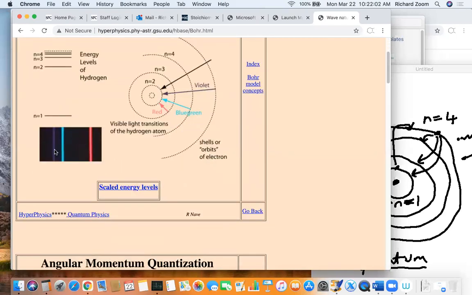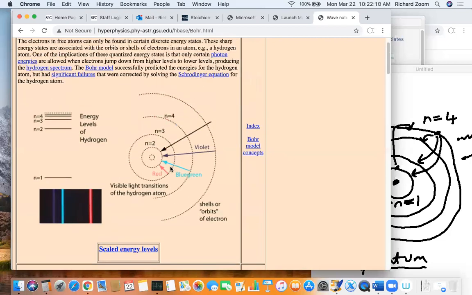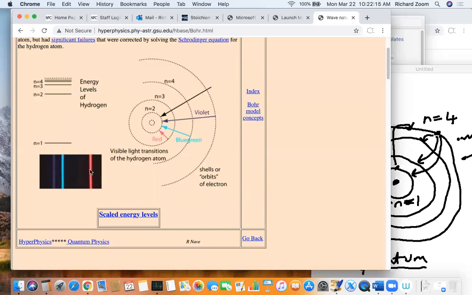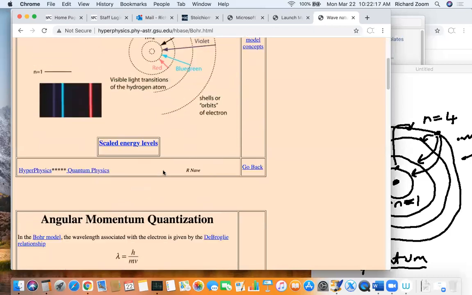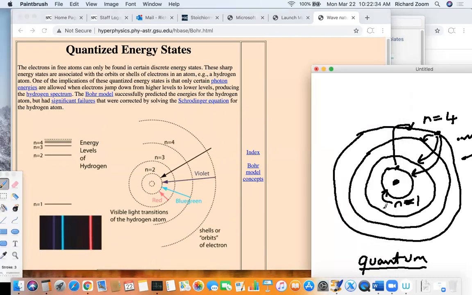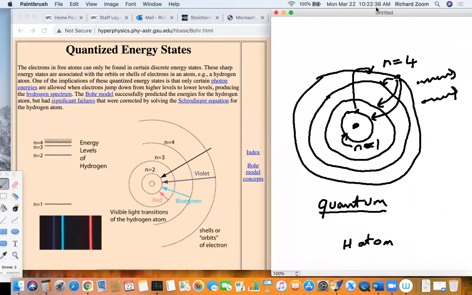So you can see the colors of these different lines here from the spectrum. And this can actually be made visible by a spectrometer, a device with which we can actually see these colors of these lines. So that's what it means by quantized energy states. It simply means that the electron can't stop in between. It has to go down to these specific energy levels. It can't stop in between them. So that's what's called quantized.